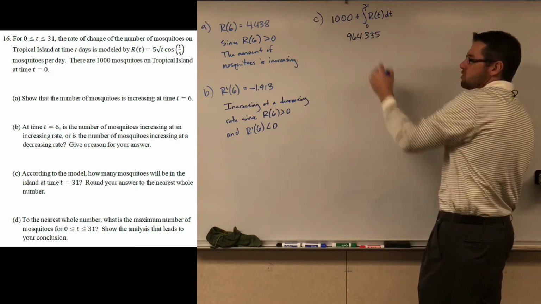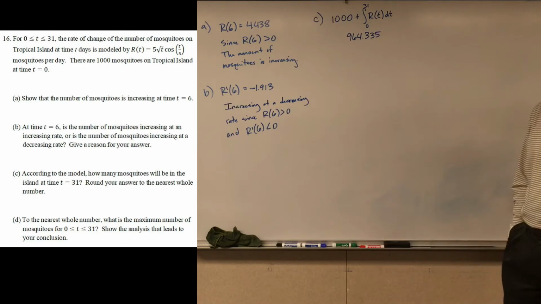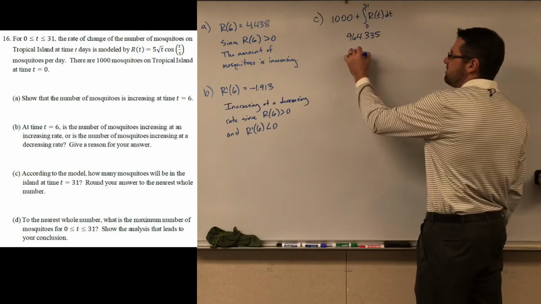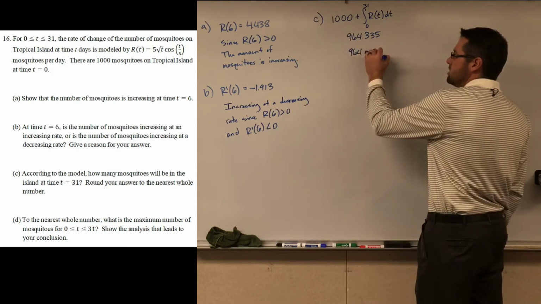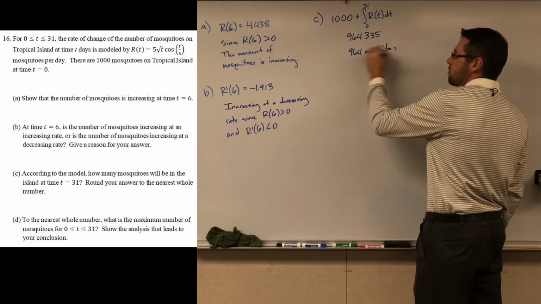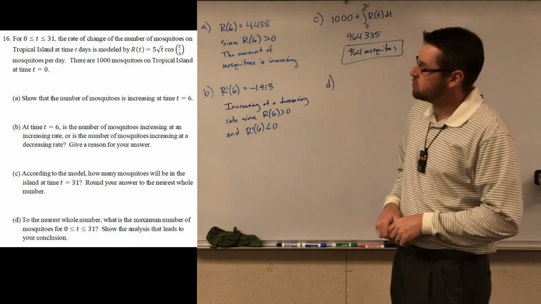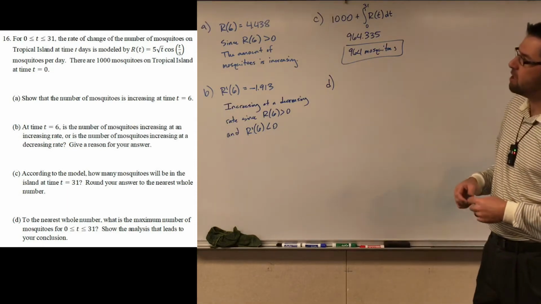964.335? Yes. So somewhere along the way, some native grabbed a mosquito and ate 2/3 of it? I don't know. So we would say 964 mosquitoes. Part D. To the nearest whole number, what is the maximum number of mosquitoes?